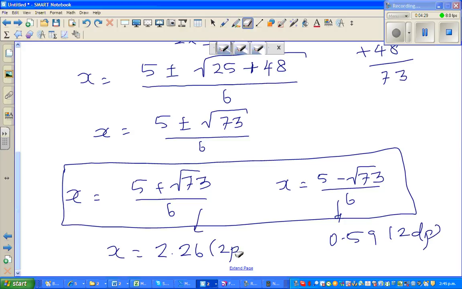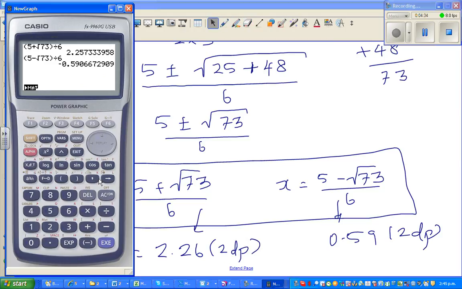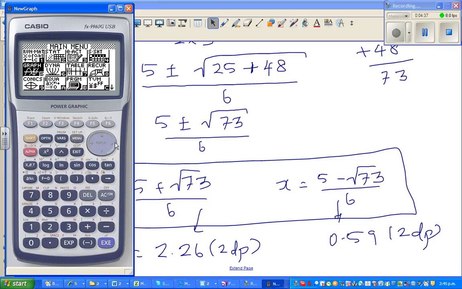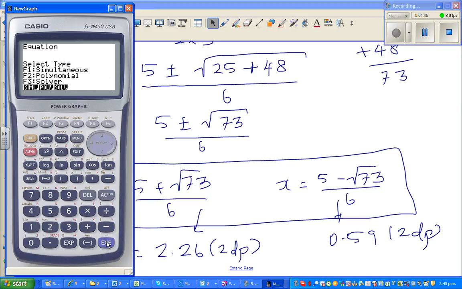Now, on the exam, if you're allowed a graphic calculator, you can check this on a graphic calculator like this. Go to menu, go to equation. Where is my equation? Yeah, you scroll up. So this is my equation. Then you go to polynomial, and it's second degree. So your coefficient a was 3, b is negative 5, and c is negative 4. That's right. And then solve it. So this is 2.26 and negative 0.59.